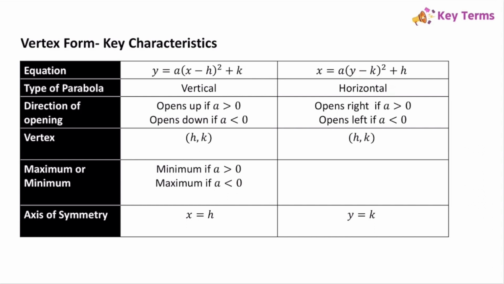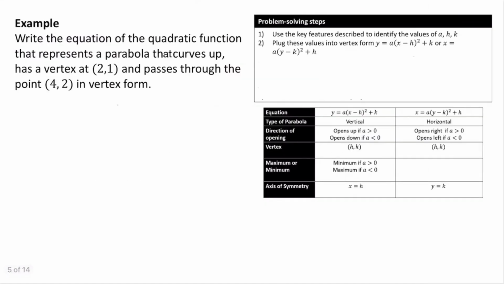We can also determine the direction of opening and the vertex, and for vertical parabolas, we can determine whether the vertex is a maximum or a minimum. We can also use the equation to figure out the axis of symmetry. So let's start off with this problem. Let's write the equation of the quadratic function that represents a parabola that curves up, has a vertex at 2, 1, and passes through the point 4, 2 in vertex form.